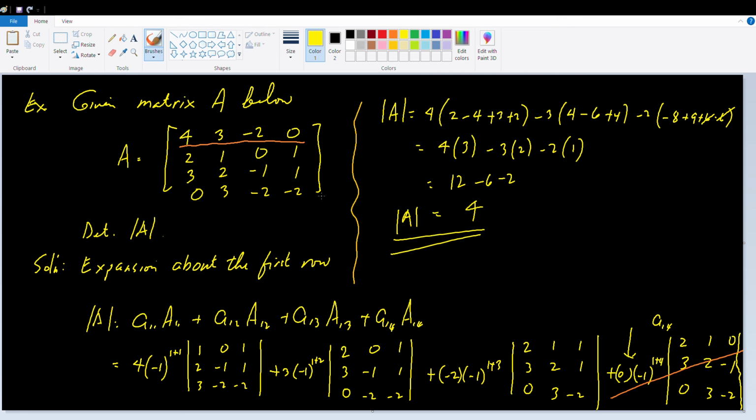So will you get the determinant by expansion about the third column? Okay? Find the determinant of A by expansion about the third column. So we pause for a while and then you work on this.